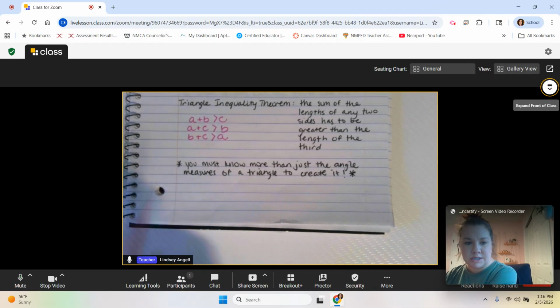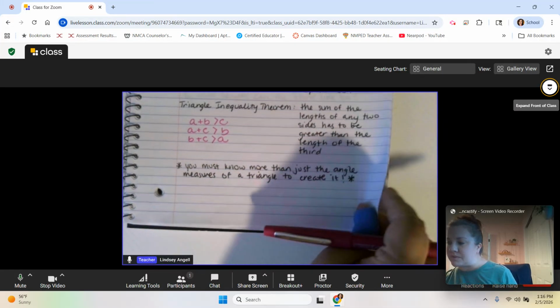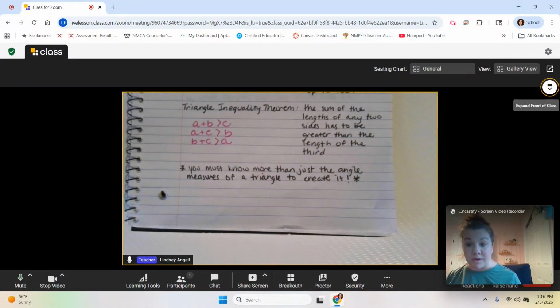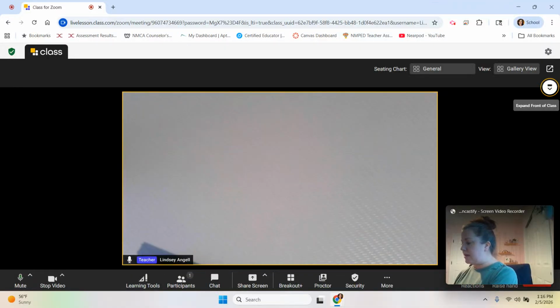All right, here's a big hint for one of the problems on your test. You must know more than just the angle measures of a triangle to create it. So if all you know are the angle measures, you can't really create the triangle because you have to know at least two of the side lengths, okay? All right, so keep that in mind. Because think about it, if you have an equilateral triangle, well, we know that the angles are 60 degrees. How long are the sides? We have no idea. Okay?